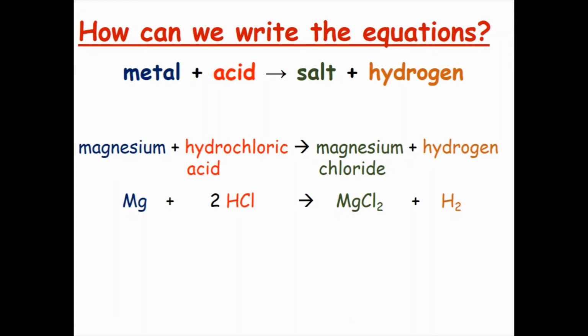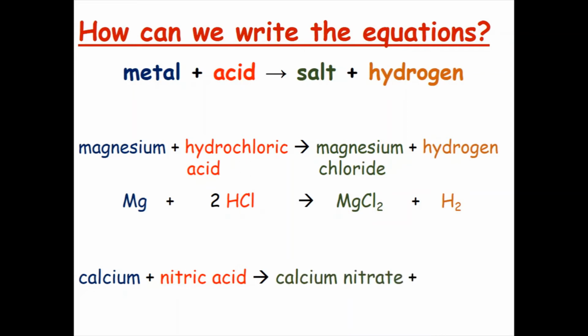Now we are going to look at a second example. This time we have calcium reacting with nitric acid. So the metal is calcium and the acid now is nitric acid, and they react to a salt called calcium nitrate and hydrogen. Again, we are going to transform this into the symbol equation.